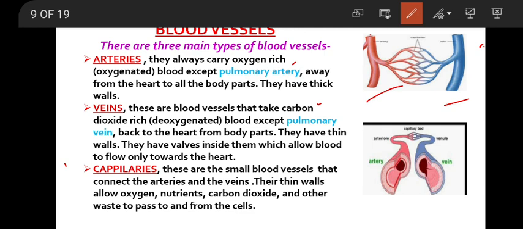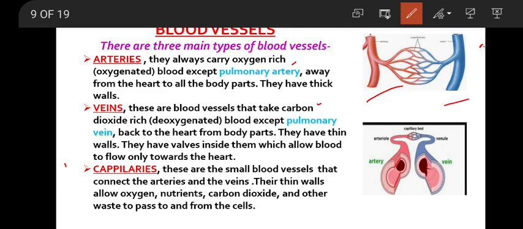So you understand, arteries carry the blood away from the heart, veins bring the blood towards the heart. All the arteries carry oxygen rich blood except the pulmonary artery. All the veins carry carbon dioxide blood, which is called deoxygenated blood, except the pulmonary veins. And capillaries are very thin blood vessels.